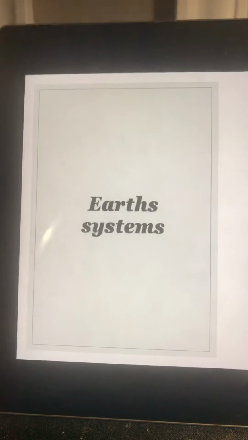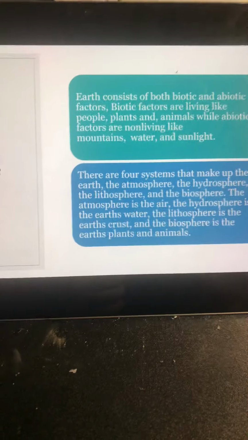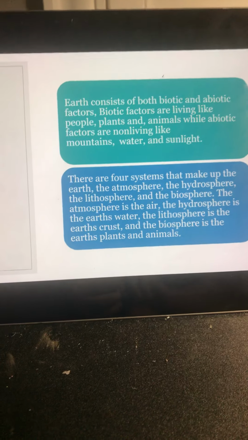Okay, so Earth systems. Earth consists of many different systems, so there are both biotic and abiotic factors. A biotic factor would be something that's living, made of cells, such as humans or plants. While an abiotic factor would be a factor that is not living, like mountains, water, or sunlight. It's not living.